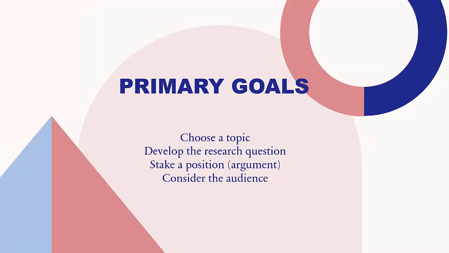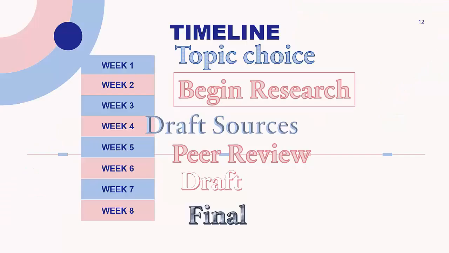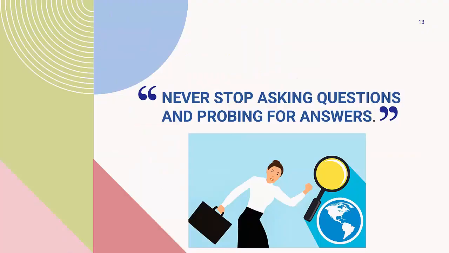So our primary goals for week 1: choose a topic, develop the research question, take a position, and consider your audience. Again, a quick overview of our timeline of the next 8 weeks. In week 1, you're going to get your topic choice and you're going to write your question. Week 2, you'll begin that research. In week 3 to 4, you will be drafting the sources. You'll be talking about what sources you're using. You'll take that to a peer review. In week 5, you'll draft the actual essay and again take that to a peer review. And then finally, you'll write your final essay.